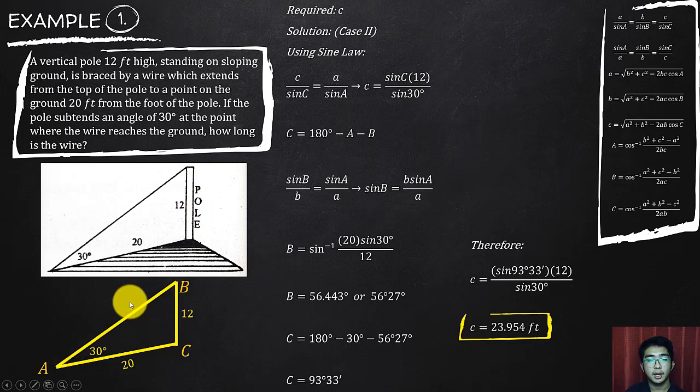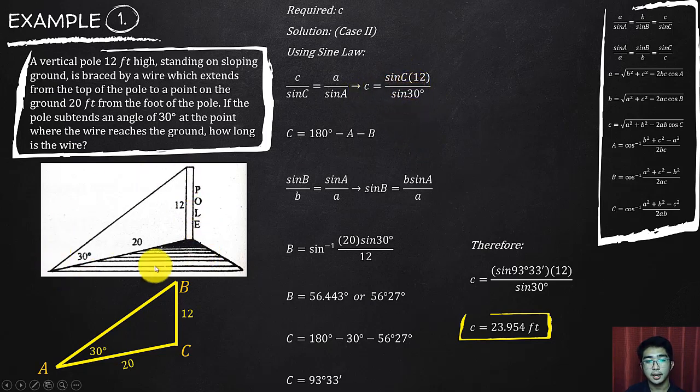So length of the wire is side C, correct? If we have the sine law here, we're given angle A and side A. So side C over sine angle C equals side A over sine A. Solving for C only, this becomes 12 times sine C over sine 30 degrees. Meaning if you want to solve for the length of the wire, that is C, we need angle C, and we don't have angle C.